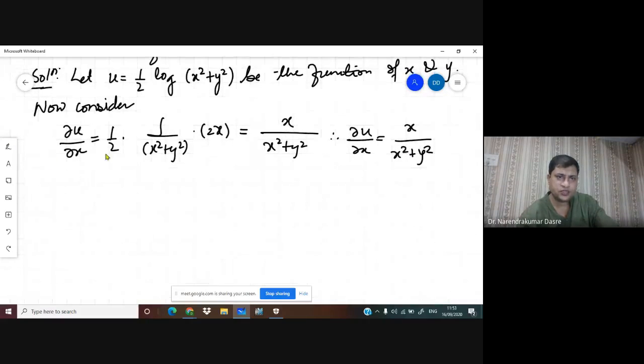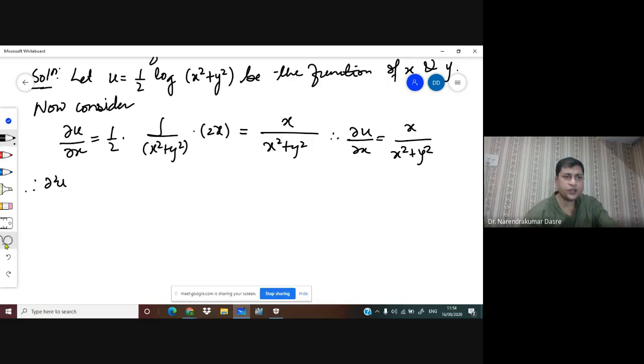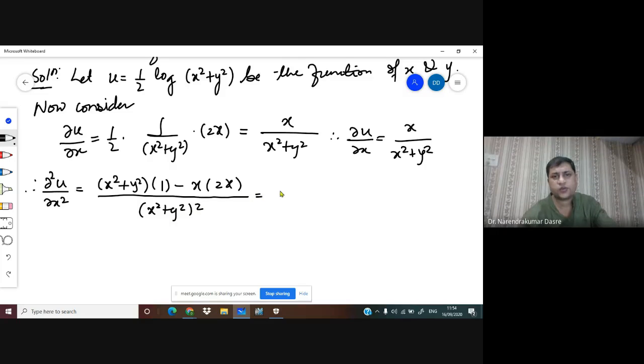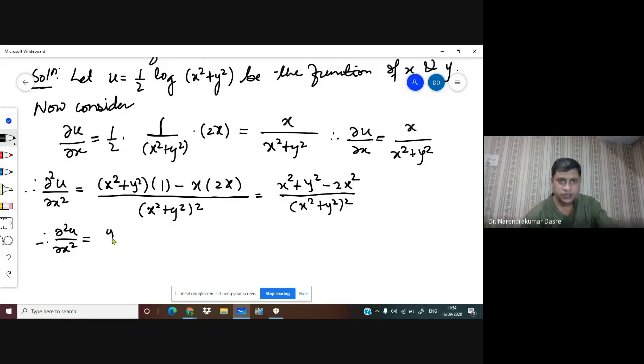Now we have to find the derivative of this term with respect to x again. So we can have del square u by del x square, using the u upon v rule: x square plus y square into 1 minus x into 2x upon x square plus y square bracket square. If we simplify, x square plus y square minus 2x square upon x square plus y square bracket square. So we have here del square u by del x square is equal to y square minus x square upon x square plus y square bracket square. Let this be equation 1.